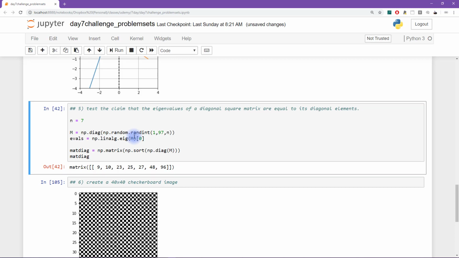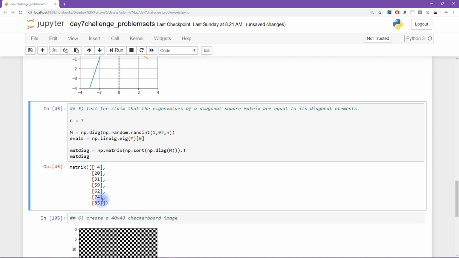So matdiag. Okay, so this is a matrix, but this is a row. I want to make this a column. So therefore, I'm going to write .T for transpose, and now we get a column vector. All right, so quite a lot of embedded functions here, but you can see the end result is this column of sorted diagonal elements. All right, so that's for the diagonal elements. Now we want the eigenvalues, I'll call this mateval, equals, and now let's see, I also need to convert to a matrix, I also need to sort, and this is going to be the vector evals.